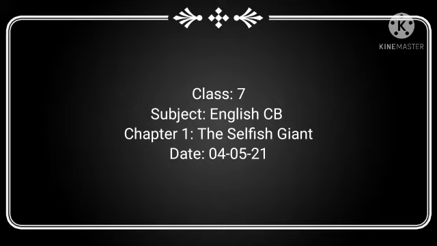So now, dear students, let us start the chapter. Look at the first few lines of the chapter. The Selfish Giant is a short story about a giant who lives alone in his castle, which has a beautiful garden. What is the meaning of castle? Castle means a large building. So this giant lived in his own beautiful castle, which has a beautiful garden.